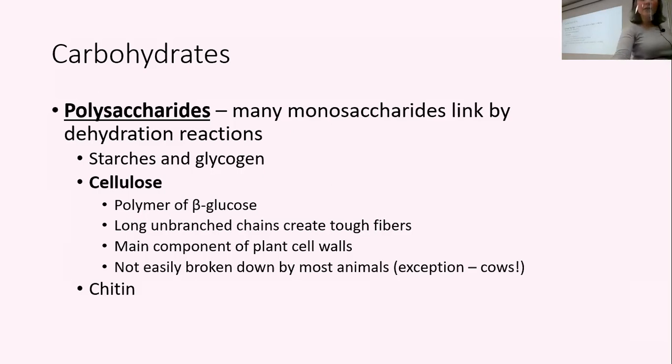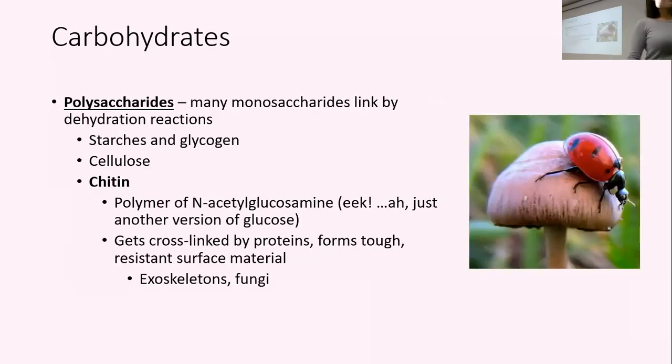And then lastly, we have this other funky polysaccharide called chitin. Chitin is a polymer of N-acetylglucosamine, which you do not need to remember. It's just made of another kind of glucose. Starches and glycogen were alpha, cellulose was beta, chitin is another one. The interesting thing with chitin is you get these polysaccharide polymers, and they get cross-linked with proteins. So it's a combination of two different kinds of biological molecules, and it makes this really tough, really resistant sort of material.